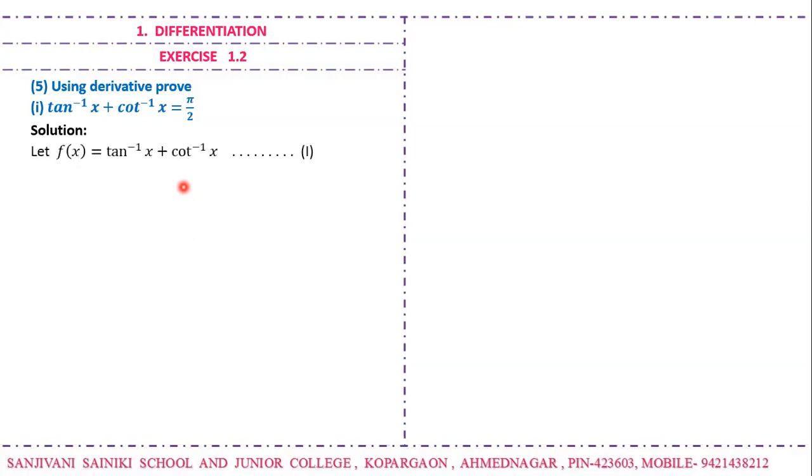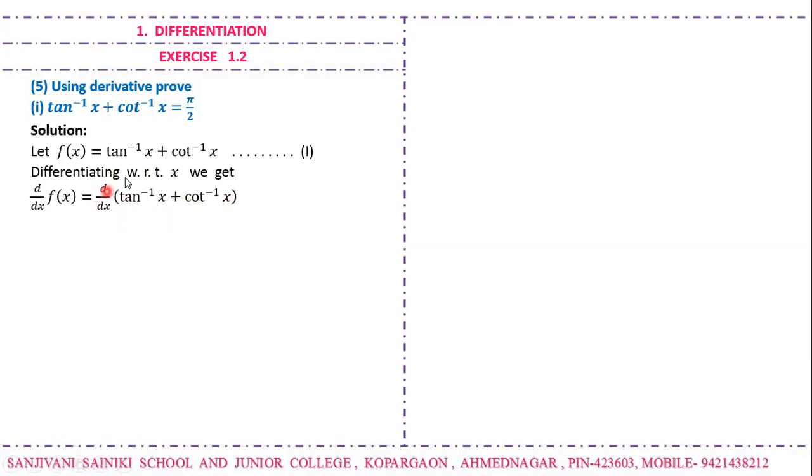Let us consider the left hand side as one function. f of x is equal to tan inverse of x plus cot inverse of x. Call this equation number 1. So differentiate this with respect to x, we get d by dx of f of x as d by dx of tan inverse of x plus cot inverse of x.